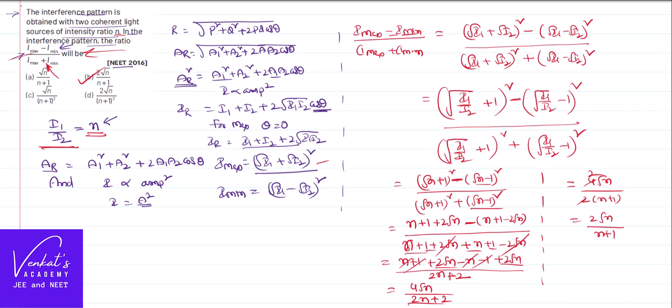Option B is available as an answer, right? That's how we have to solve this problem. To solve this problem, we need an idea of finding the resultant amplitude and then the resultant intensity, and expressing them in terms of the ratio of intensities as n, that is given in the problem. That's how we have to solve this problem.